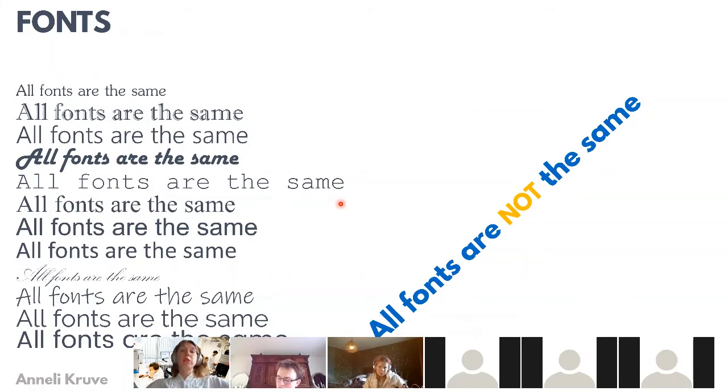About fonts. Fonts can also be quite important. Here is a text, where all fonts are the same in 12 different fonts. My question to you, are all the fonts the same? Probably not. No, probably not.